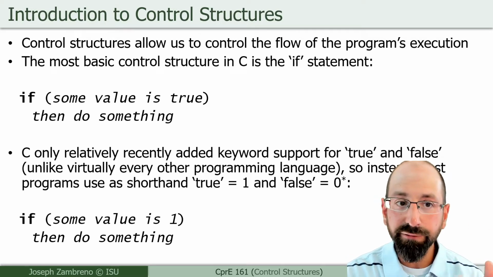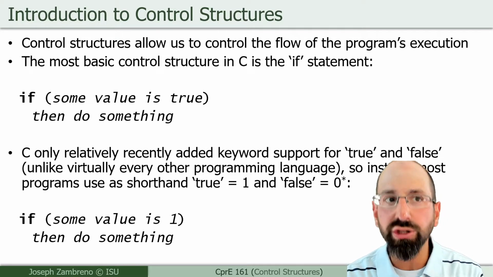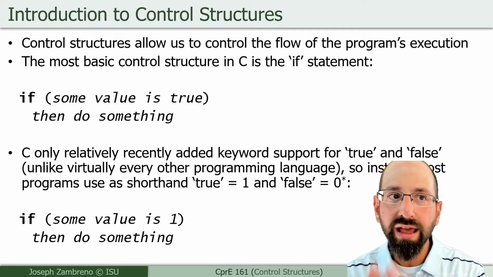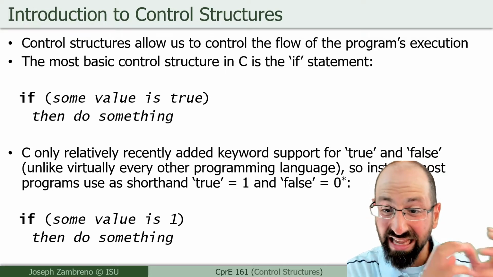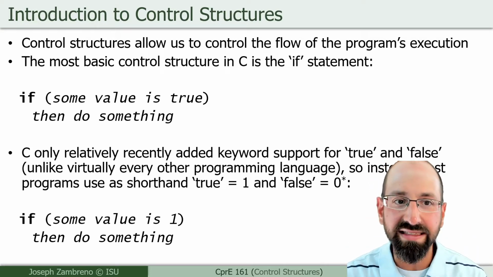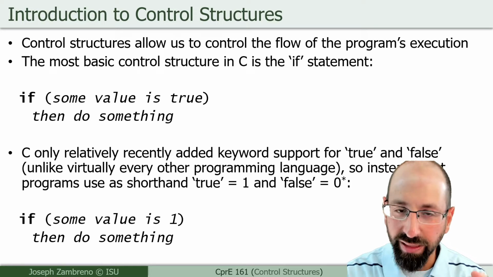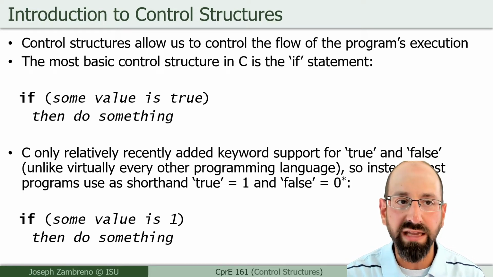The most basic and fundamental control structure in C is the so-called if statement, and the syntax is as follows. If, that's the keyword, in parentheses, some value we're checking to be true. If it is true, then do something. But that "then do something" isn't part of the syntax. If is the syntax, the parentheses is the syntax, and then we have whatever C code we need below that part for the if statement.